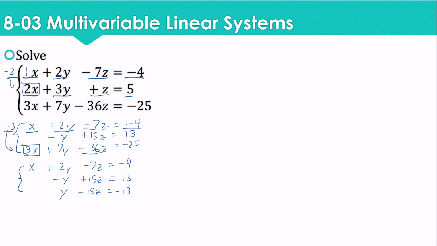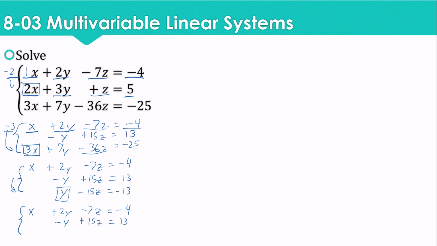Okay, working our way down. Let's get rid of that y. I could just add the second and third equations to get rid of it, because I have a negative 1y and a positive 1y. Top equation is staying the same. Second equation is staying the same.